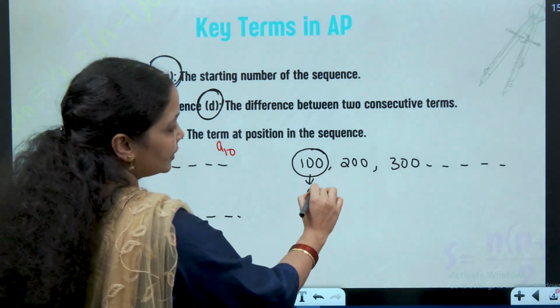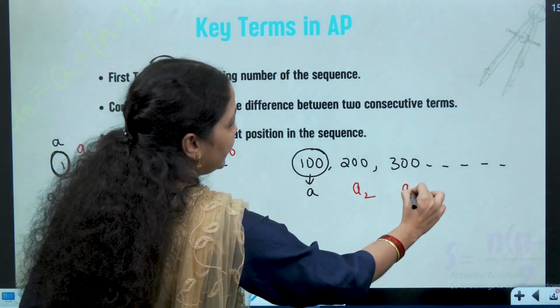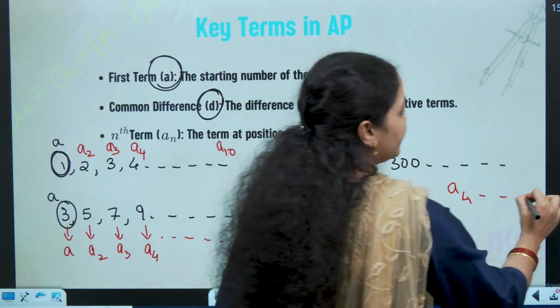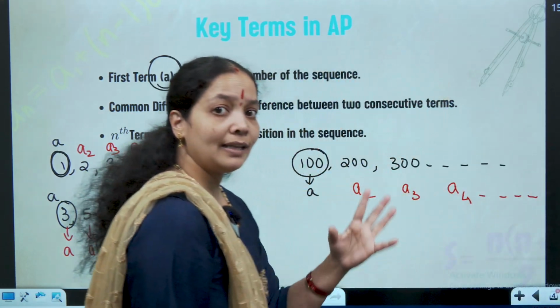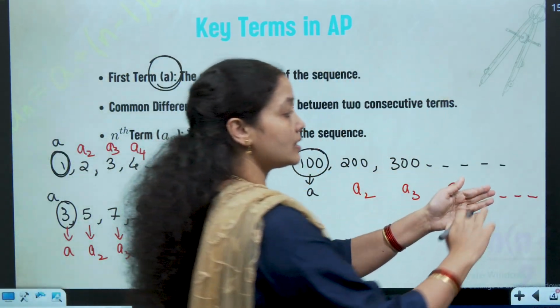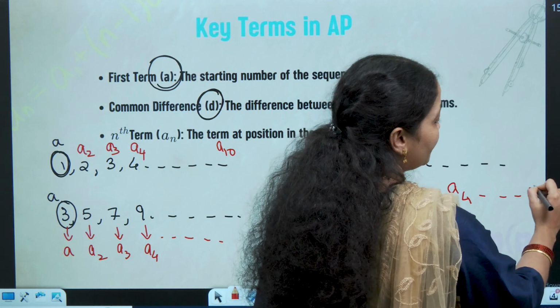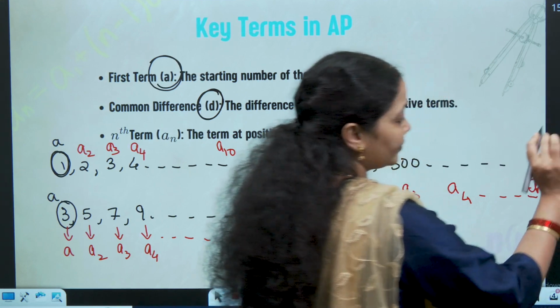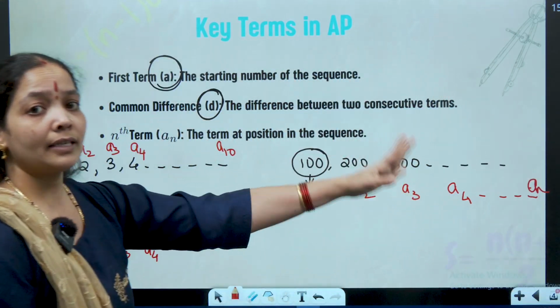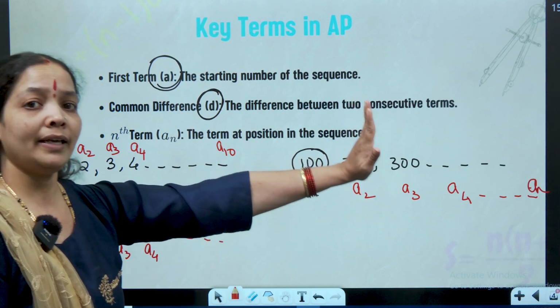Same with here. This is A, A2, A3, A4, etc. Now tell me what will be the last term. The last term is just the nth term or the infinite term, so we'll represent that with an. For any series, the last term is always represented by an.